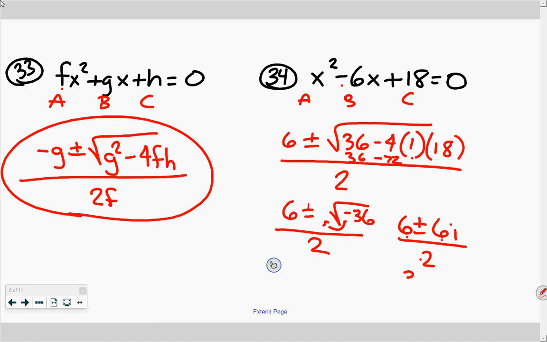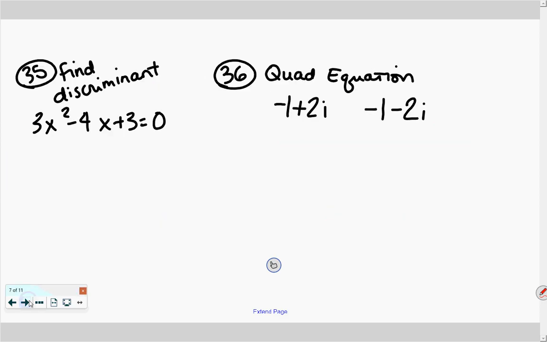Okay, so your final answer reduced, if you didn't reduce it, would be this. Okay, you can write it over 1 if you want to, because 2 goes into 2 one time, but you don't need to. Okay, just divide those into there.